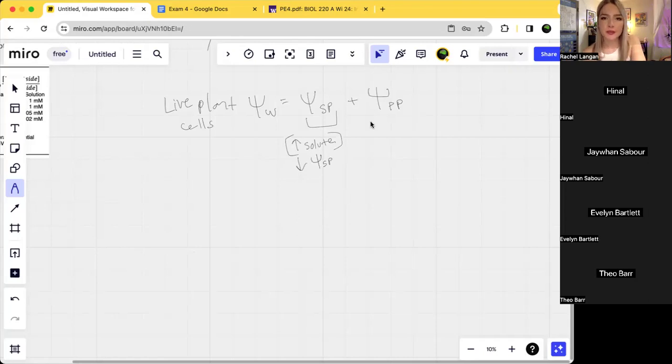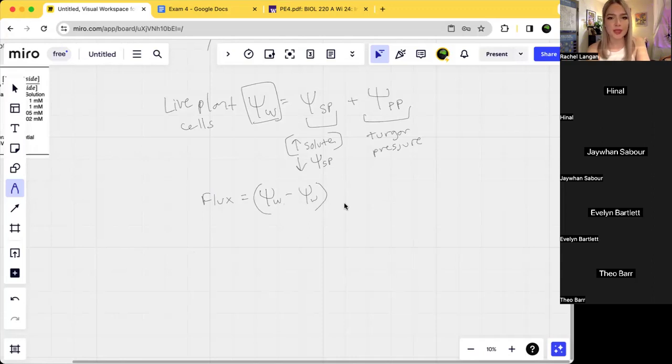And then the pressure potential of a cell just reflects turgor pressure. Both of those can affect the water potential, and the water potential overall is going to tell you the direction of water movement. Because if you go back to the flux equation, water potential is that gradient. So the water potential difference between the inside and the outside of the cell, that's your gradient, that's your driving force.